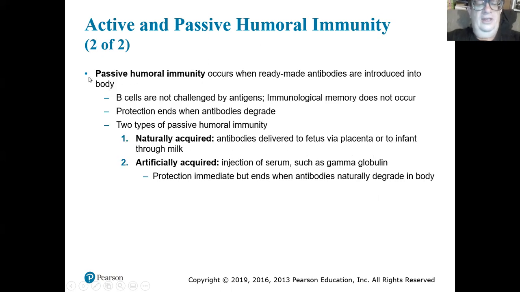Passive is you are given antibodies, so you don't have to wait for your body to develop the ability to make antibodies. So where they're saying artificially acquired, injection of serum like gamma globulin protects immediately but ends when the antibody is degraded in the body. They're not giving you an example here, but I'll give you two.